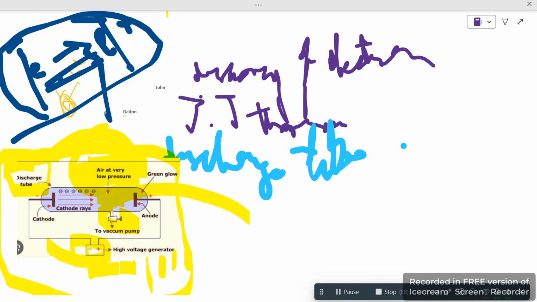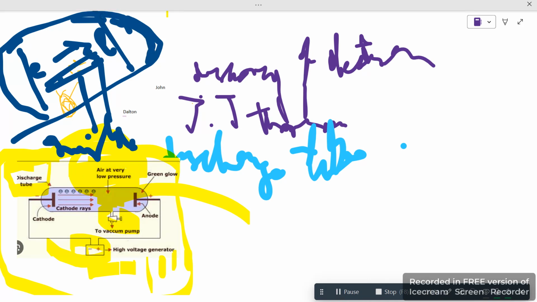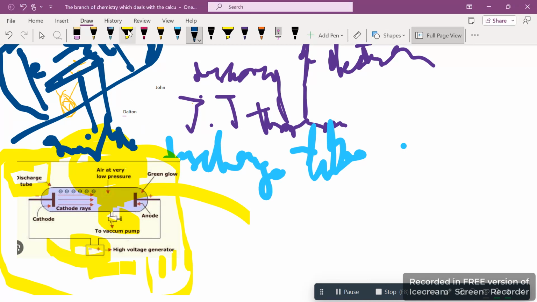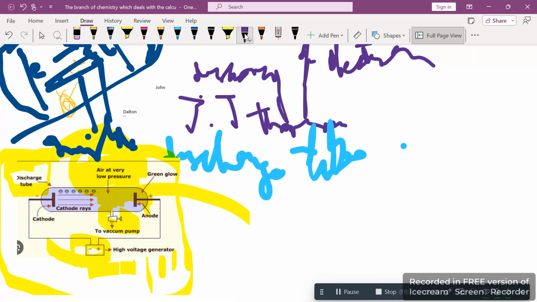Then we noticed that these rays were invisible. An important point: invisible rays. When these electrons were going, they were coming towards this structure. After the anode, we have one structure here as well. Why is it so? Let me tell you.